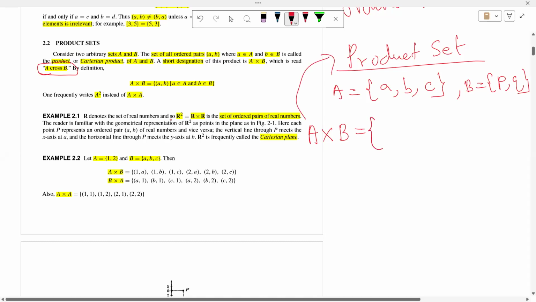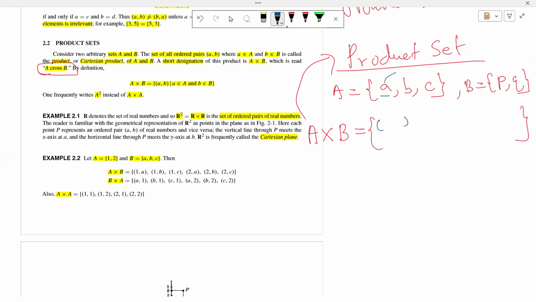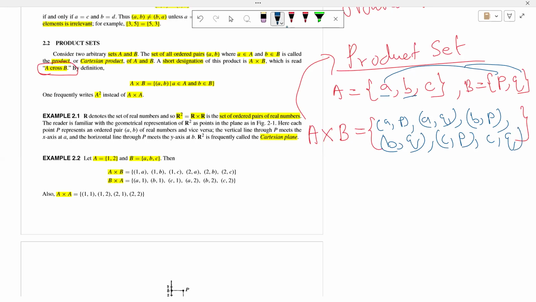So how can we write the product set? The product set means we write all the combinations of A and B, all the ordered pairs. My first ordered pair is A and P. Then A and Q is my next ordered pair. Then I take B: B comma P is my next ordered pair, then B comma Q. Similarly, C comma P is the next ordered pair, and C comma Q is the next. So the product set means A cross B.